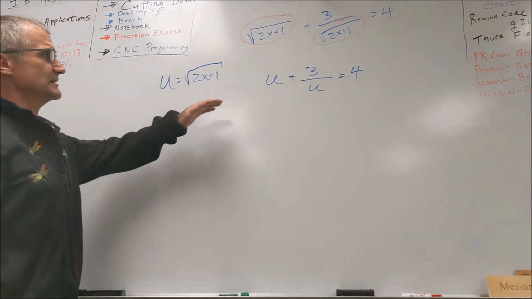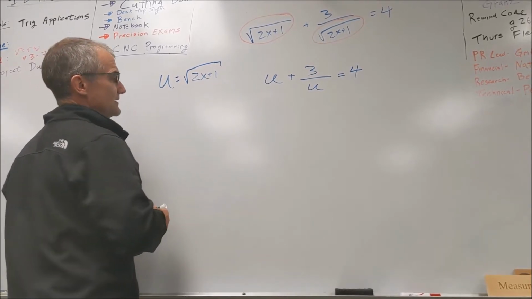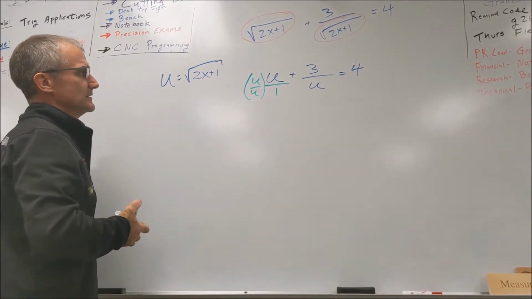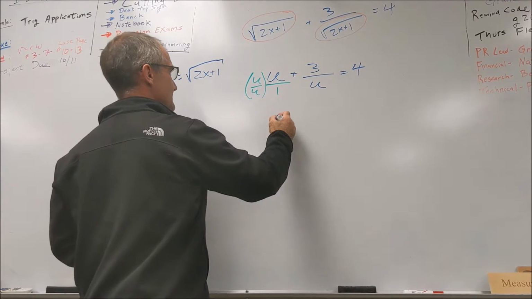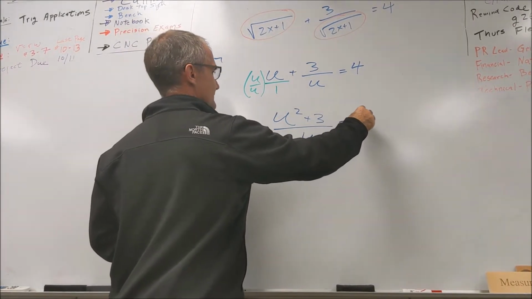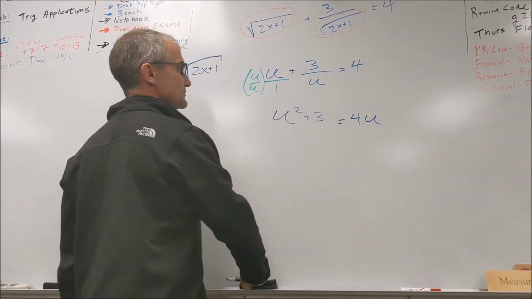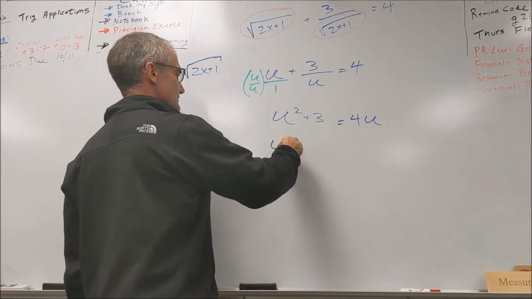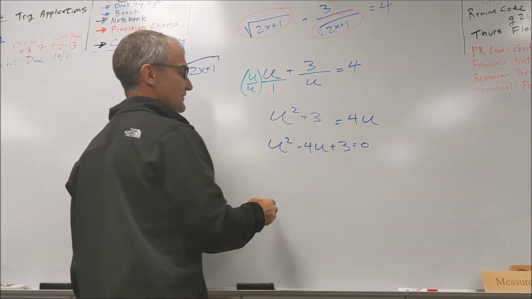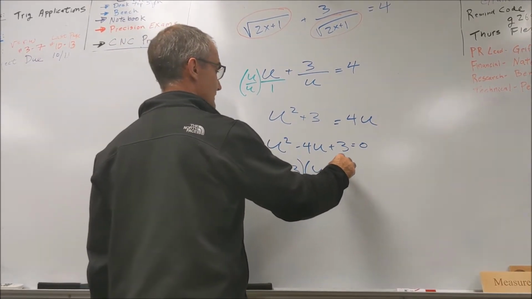A couple ways to solve this. Either the fractions, I get a common denominator. If I want to do that, to add them together, I would multiply this by u over u, which is 1. And then now I could add these two fractions together, giving me u squared plus 3 over the common denominator of u. Cross multiply, both sides multiplied by u. I have u squared plus 3 equals 4u, it's quadratic. U squared minus 4u plus 3 is equal to 0. I could factor that into (u minus 3)(u minus 1).